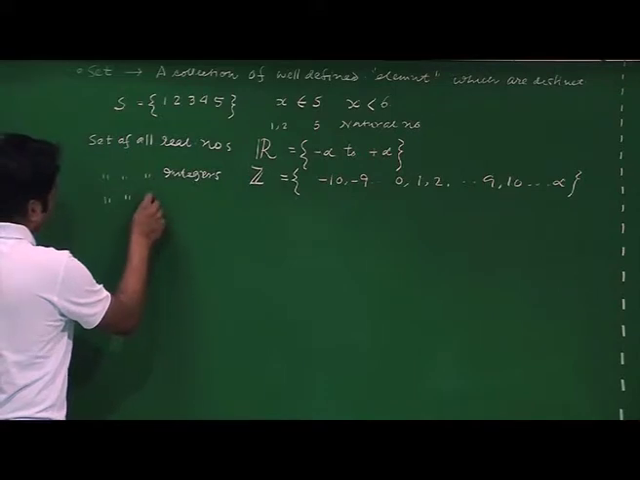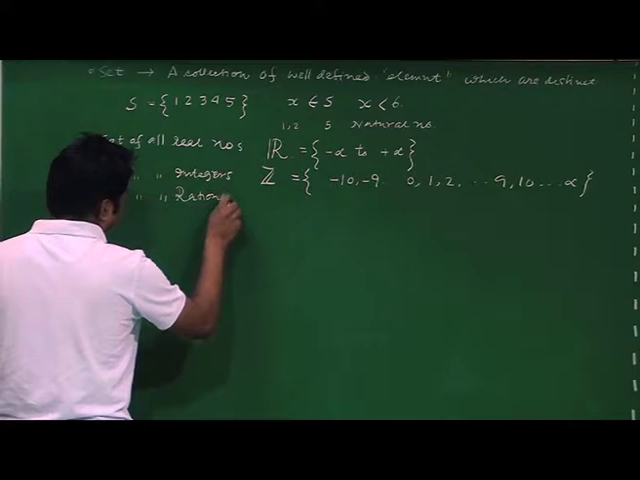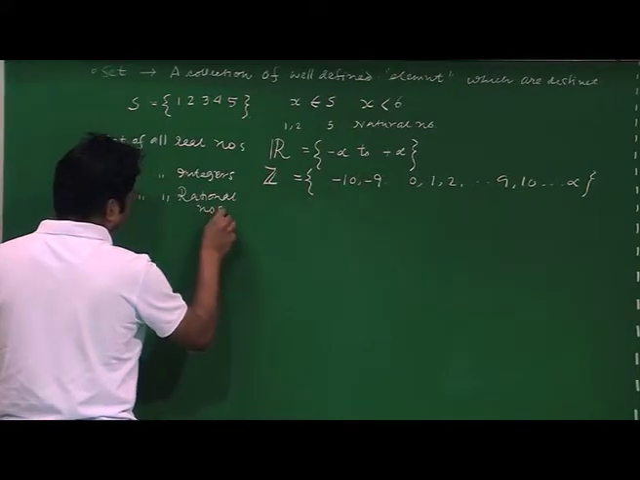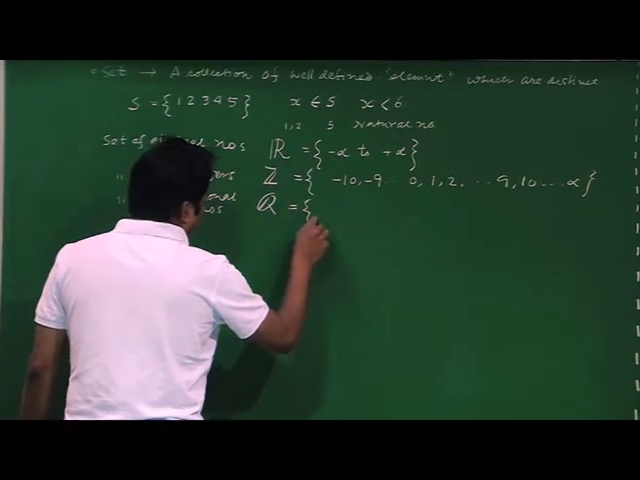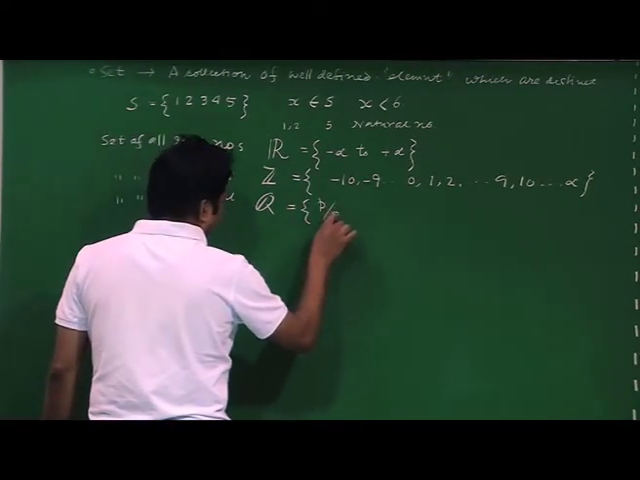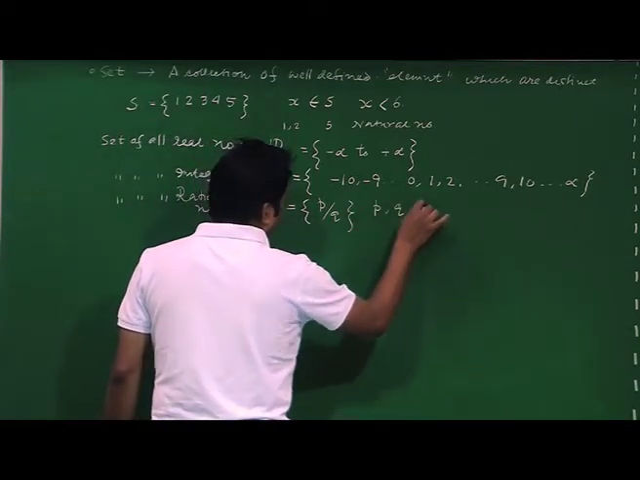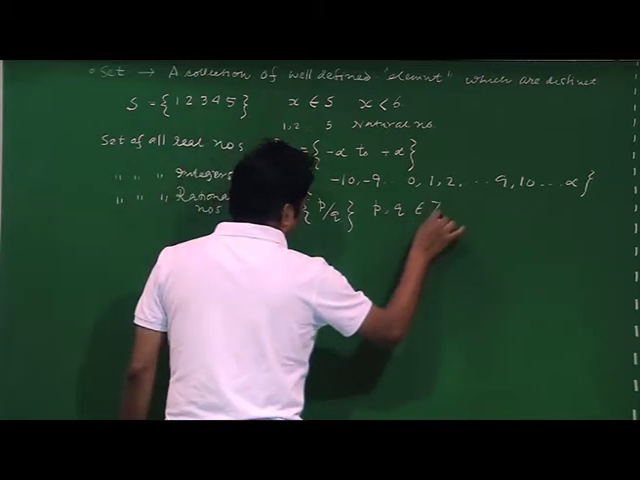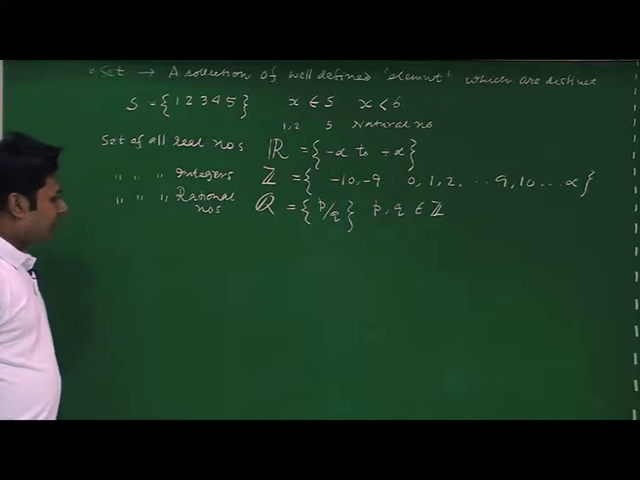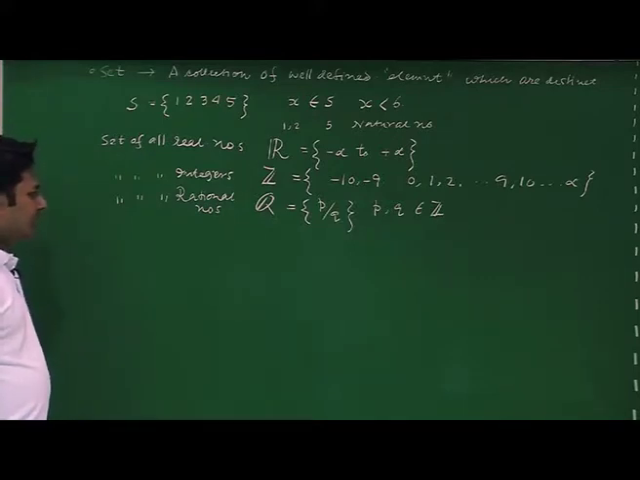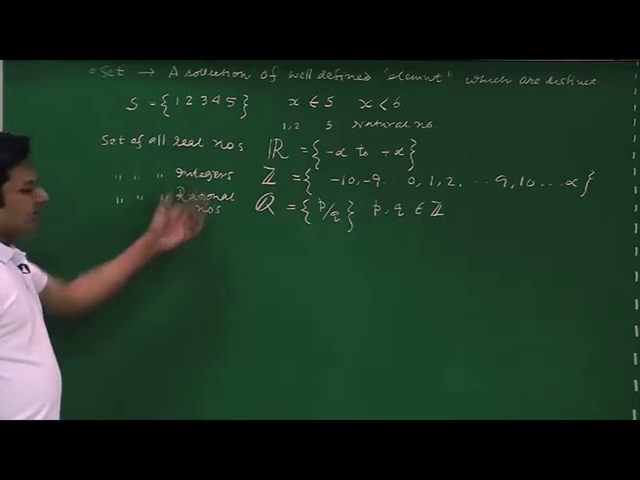In the similar way, the set of all rational numbers, we write it as Q, where the elements can be represented in the form of p by q, where p and q belong to Z. We know that if a number is represented as p by q and both p and q belong to the integers, then this is a rational number.